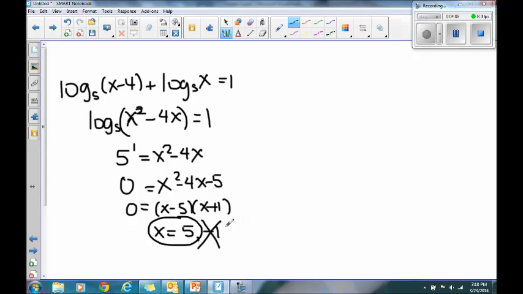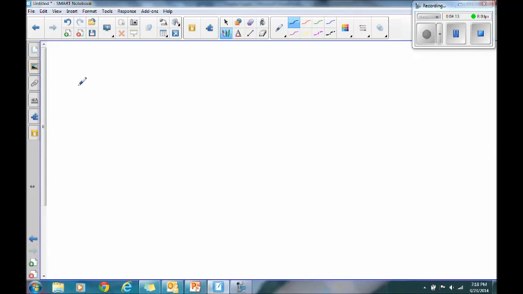Let's do one more. Maybe I'm given log base 3 of 10 minus x minus 1 equals log base 3 of x plus 2. Make sure I copy that right out of my book.